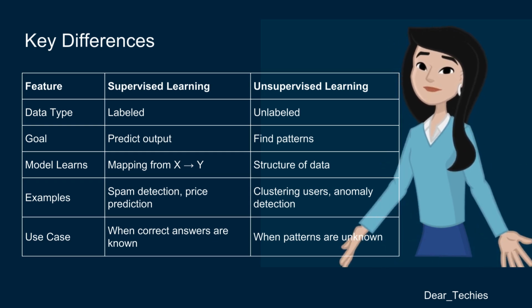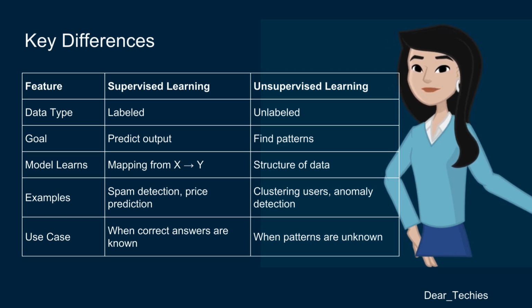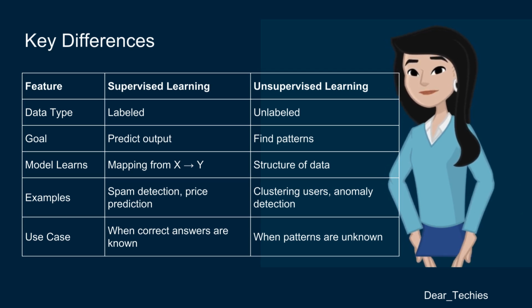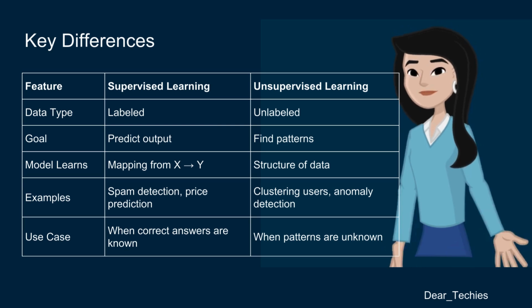Next is the goal. Supervised learning tries to predict an output, for example, predicting a house price or classifying a photo. Unsupervised learning doesn't predict anything. Its job is to discover hidden patterns, like grouping similar customers.